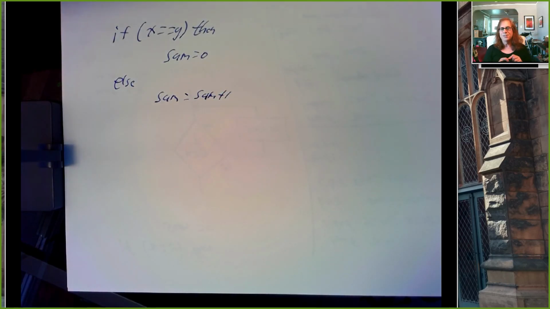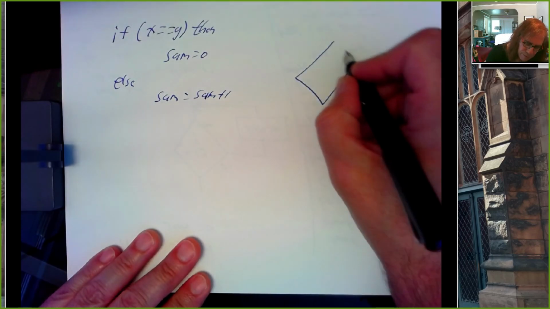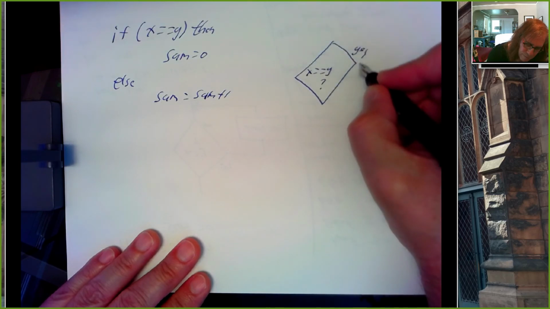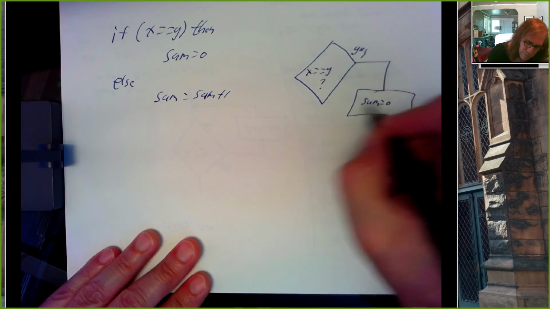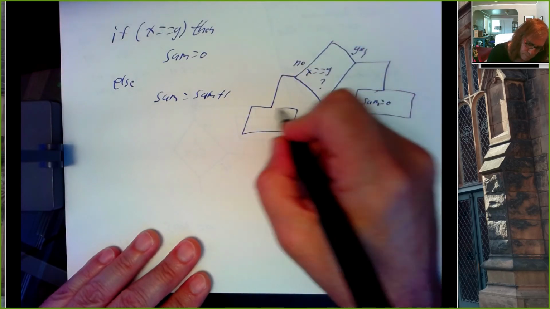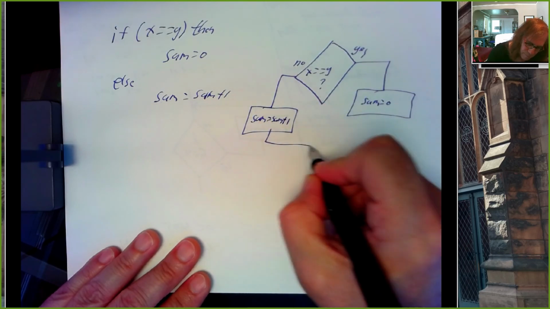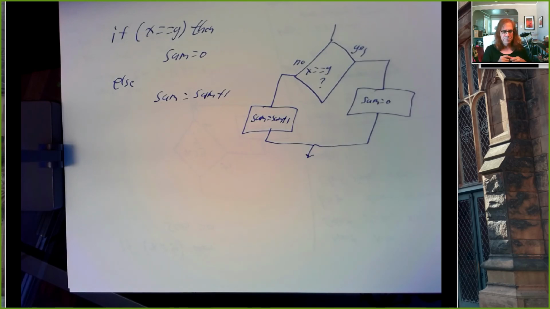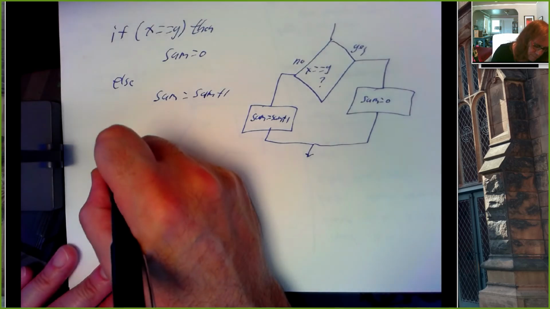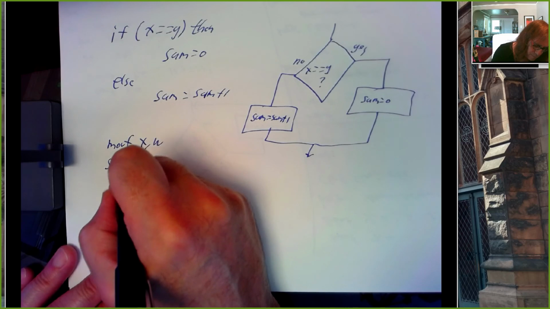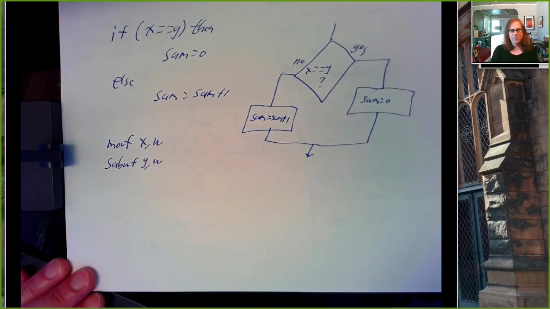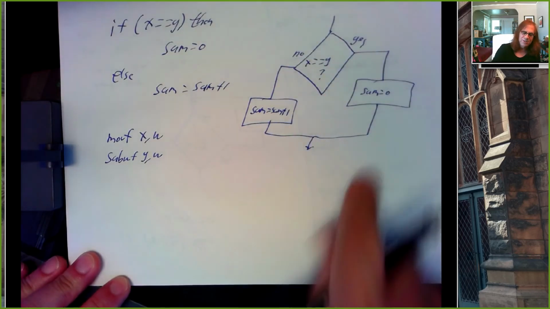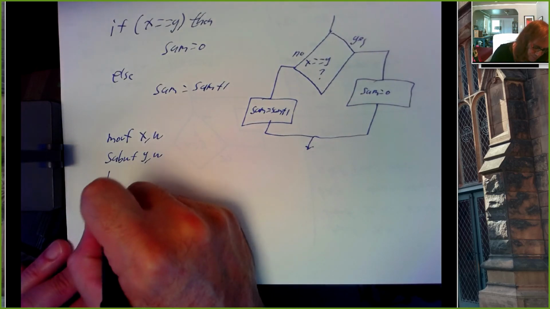So if x equals y, then let's clear sum. Otherwise, let's increment sum. So this might be a flowchart for that block of code. So let's calculate x minus y. Well, it's going to end up about the same whether we do BZ or BNZ, because we've got two separate branches we have to follow here. So here's a typical way to do this.